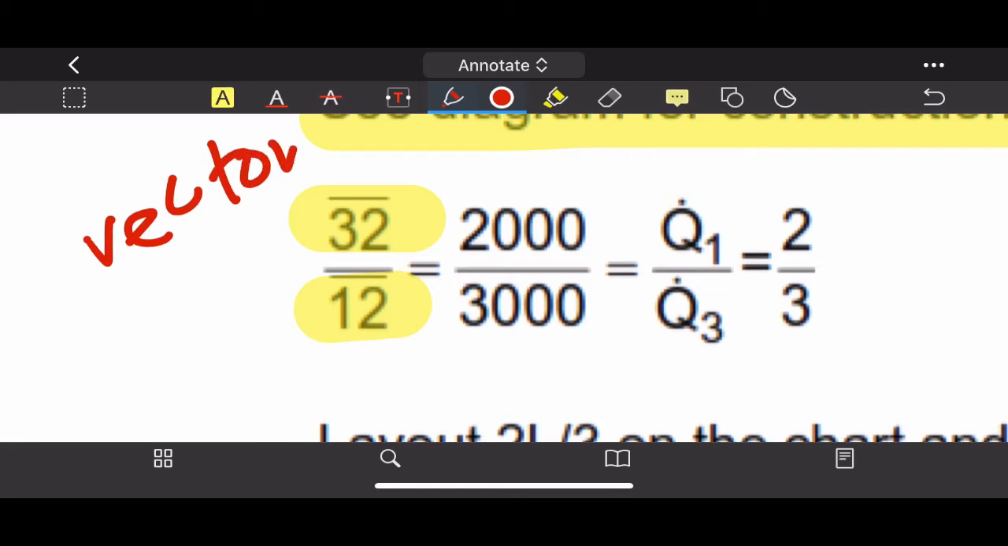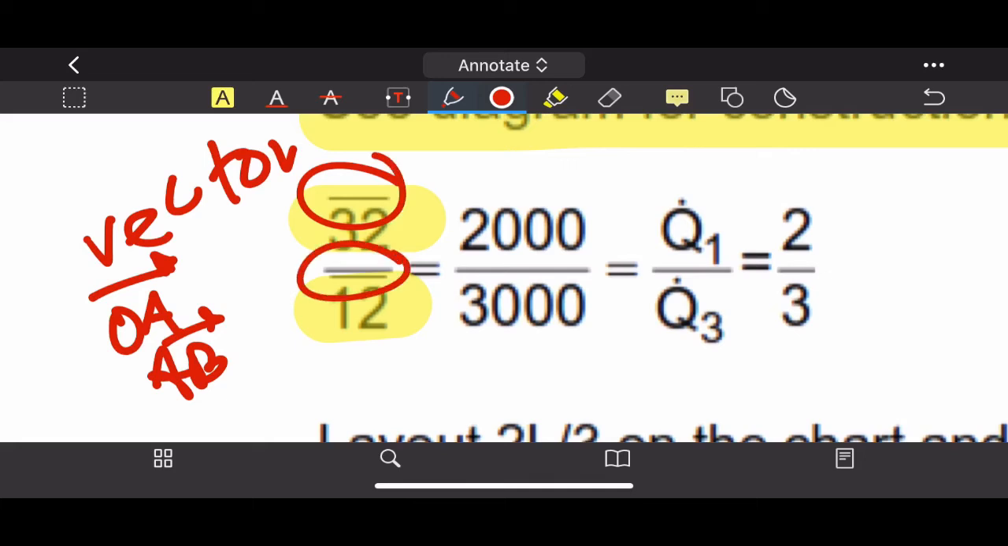Remember vector OA, right? An arrow there. That means the vector from A located towards the origin. If vector AB, that means OB minus OA, or from point A to point B, there's a magnitude of the movement from point A to point B with this vector. So it is the same. This bar is related to the vector.